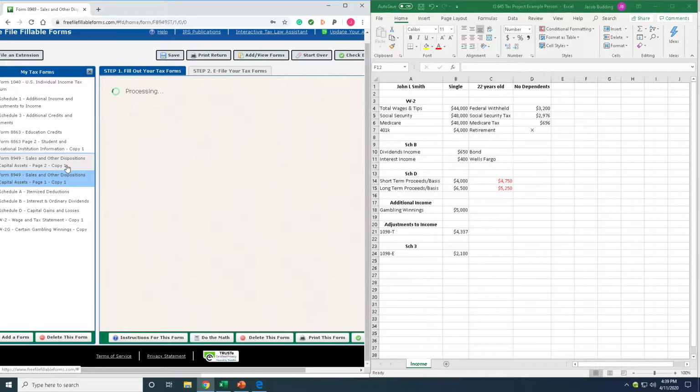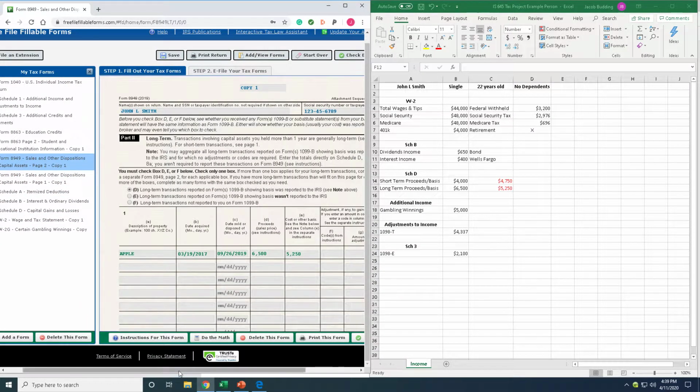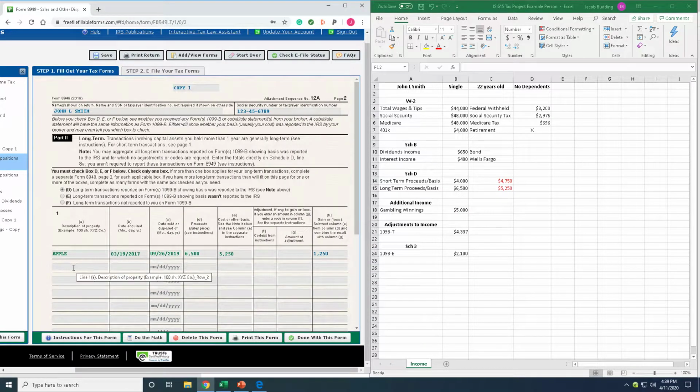Now we're going to go over to the long-term trades. And he had this in Apple. He bought it in 2017, sold it in 2019. This is definitely more than a year. He bought it for $5,250, sold it for $6,500, made a gain of $1,250.